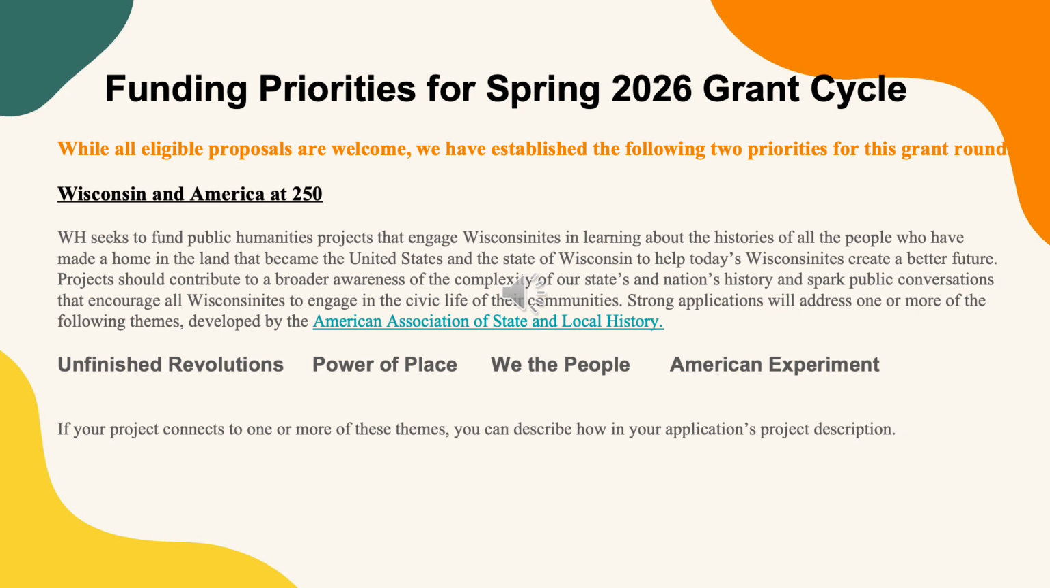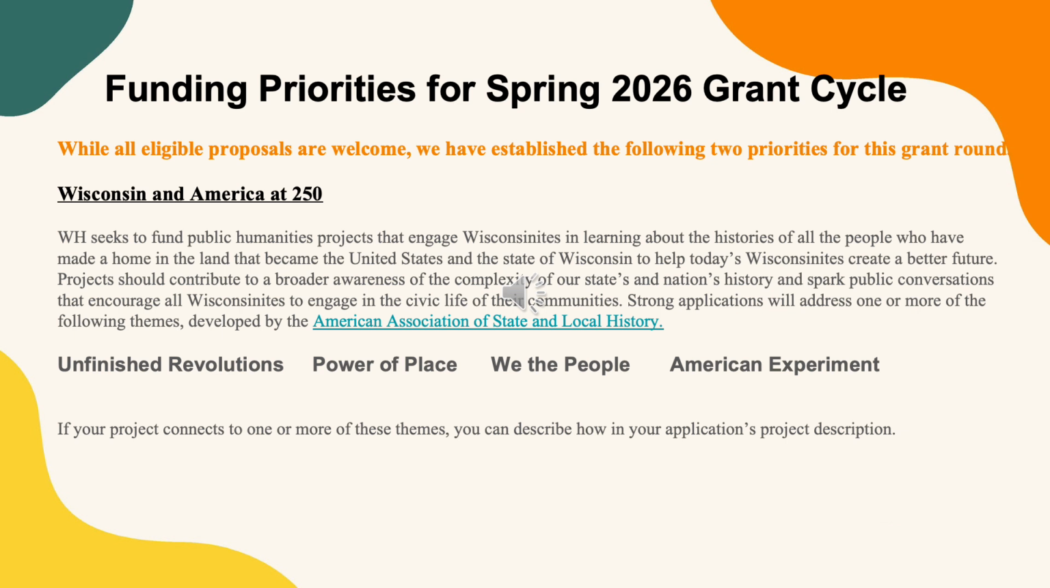While all eligible proposals are welcome, we have established the following two priorities for this grant round. The first is titled Wisconsin and America at 250. We are approaching the 250th anniversary of our Declaration of Independence and encourage people of all backgrounds and ages to see their communities and view their own histories as relevant to the semi-quincentennial commemoration. Projects should contribute to a broader awareness of the complexity of our state's and nation's history and spark public conversations that encourage all Wisconsinites to engage in the civic life of their communities.